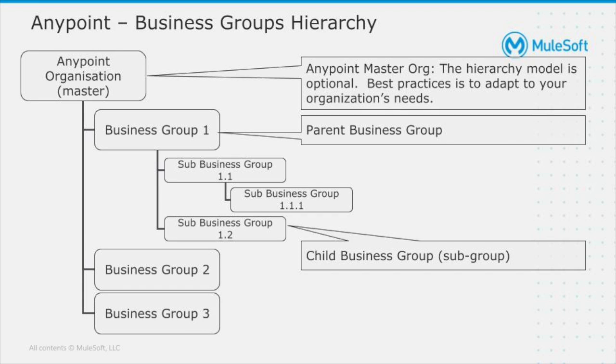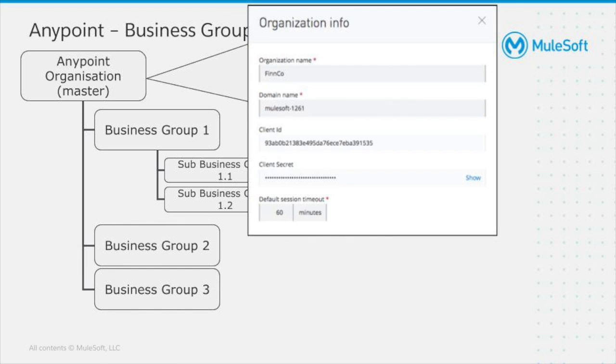All the business groups reside within the master organization and are organized in a hierarchical tree, where the top-level business group is the root of the master organization, and each business group you create has one direct parent and can have multiple children. Business groups provide more fine-grained control over access to resources. Each business group has its own set of client ID and secret. Only the master organization admin, parent organization admin, or the org admin of that particular business group can view the client ID and secret. And these are required when accessing the runtime services using the REST APIs or Anypoint CLI.